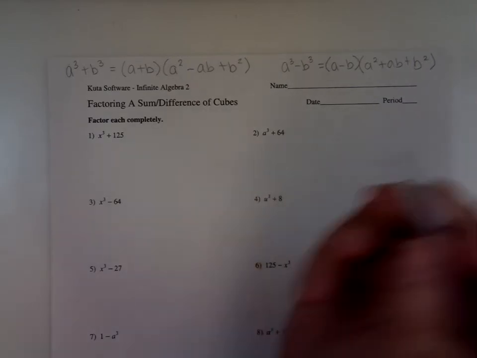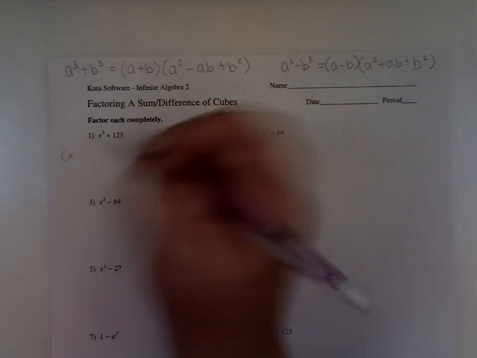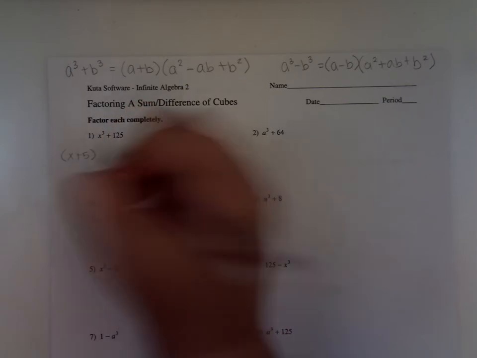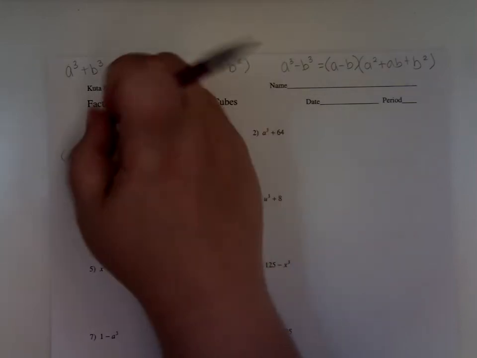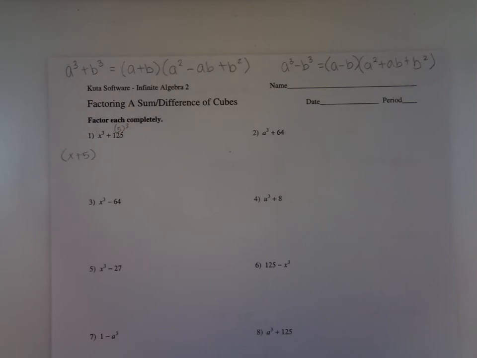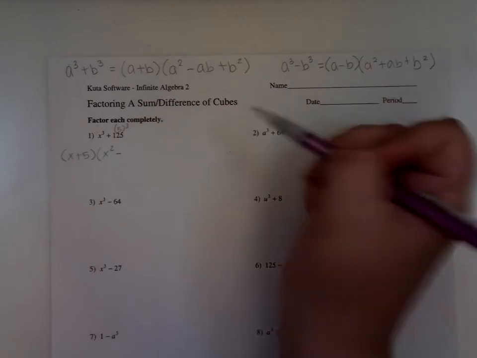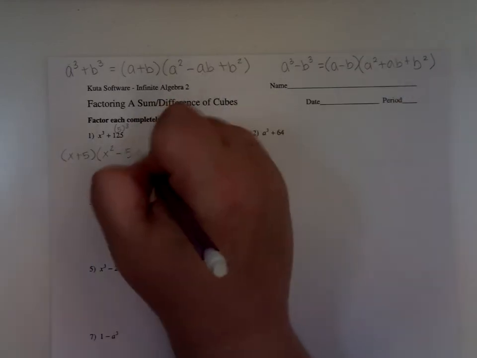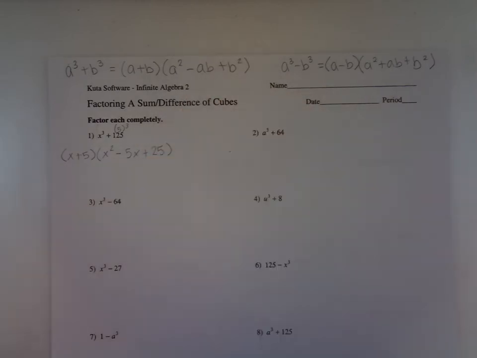we've got a sum of cubes. So we're using this formula here. We've got x plus 5, since this is obviously x to the third. I won't even bother writing it. And 125 is 5 to the third. So we've got x plus 5 times x squared minus 5 times x plus 5 squared.